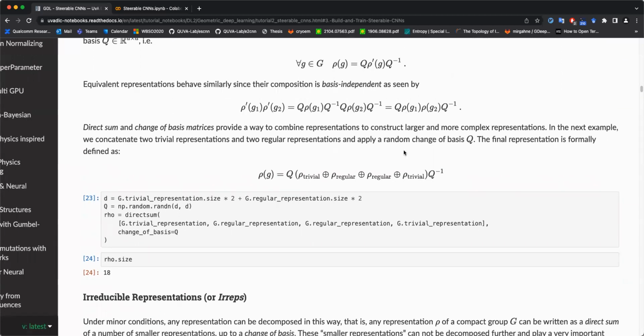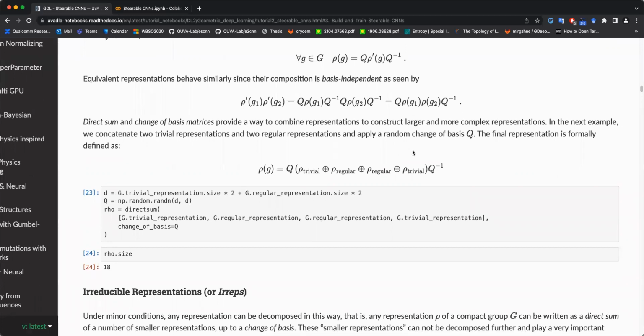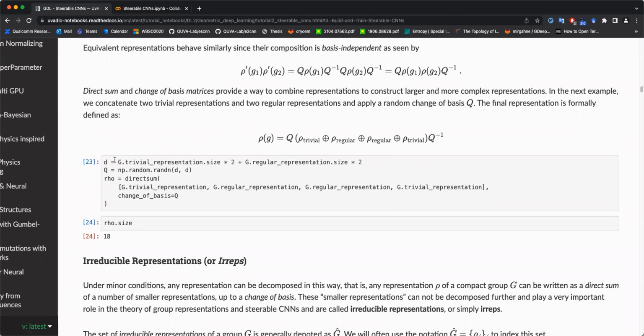This gives us another tool to build more complex representations, because now if we want to build a d-dimensional representation, we can take a bunch of smaller representations, combine them with the direct sum, and then apply a change of basis on top to get a more complex representation. This is done, for example, by combining two trivial representations and two regular representations. We just take the direct sum of them, and then we apply a random change of basis to this. This generates a new representation rho, which is, of course, 18-dimensional. Does this construction make sense for everyone?